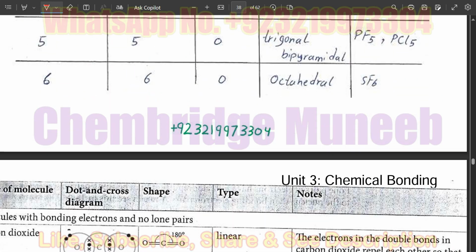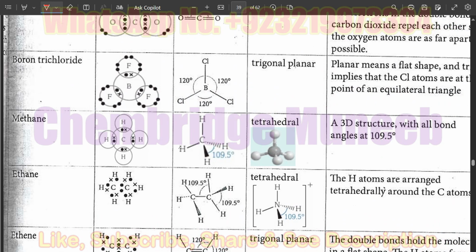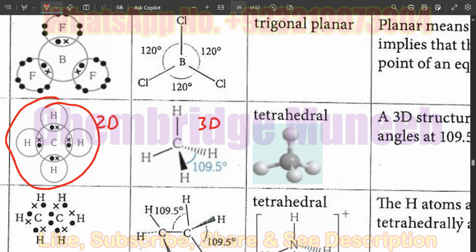In CH4, the shape is like this, which you have studied in your IGCSE. Carbon is bonded with 4 hydrogen atoms. This is the 2-dimensional structure, the dot and cross structure, and this is the 3-dimensional structure of the tetrahedral. I want to elaborate this structure through the website, in which you can easily understand how these molecules are oriented in space.